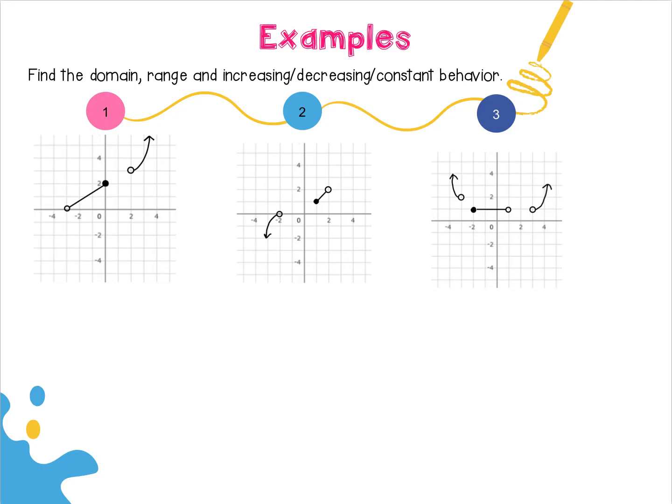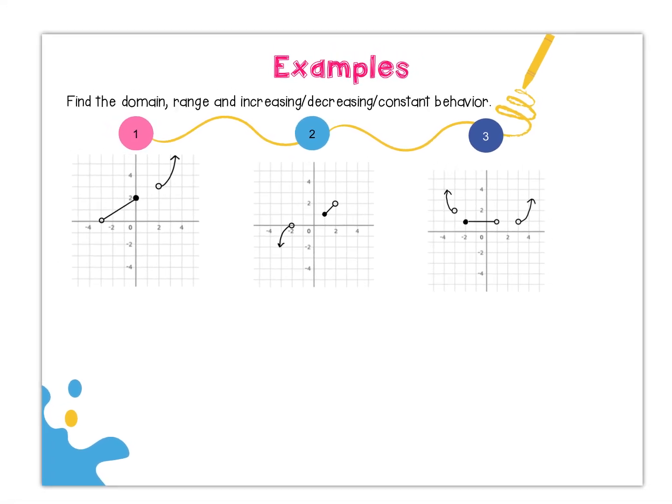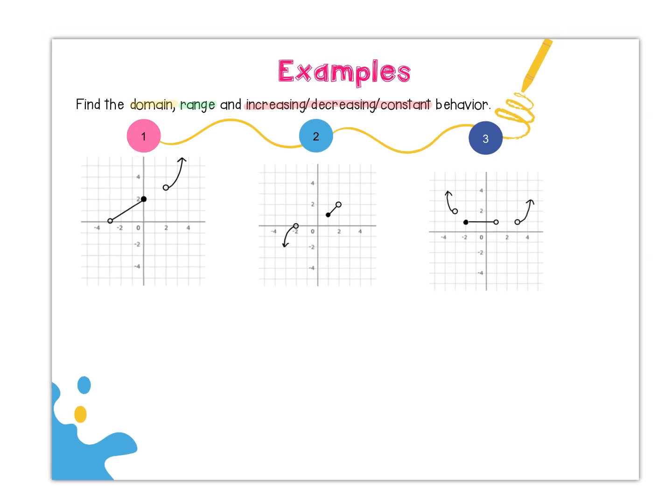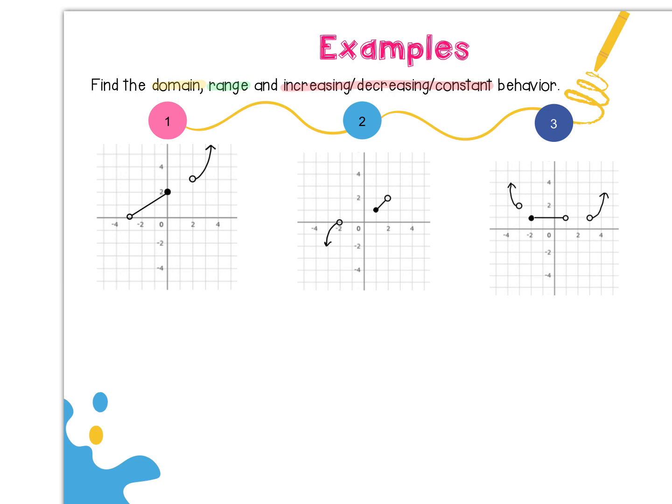So let's look here at drawing 1. Notice the instructions want us to find the domain, the range, and where the graph is increasing, decreasing, or constant. All this information for each one is going to be given in the form of interval notation. So let's start with the domain. The domain is going to refer to my x values.